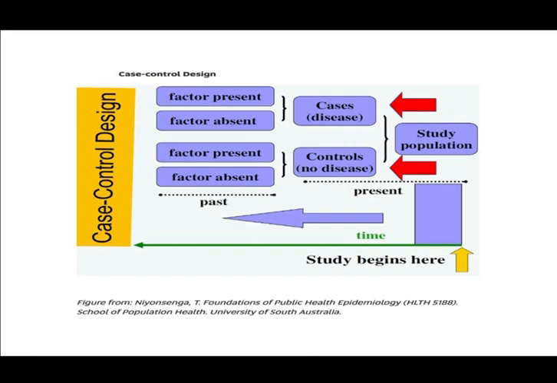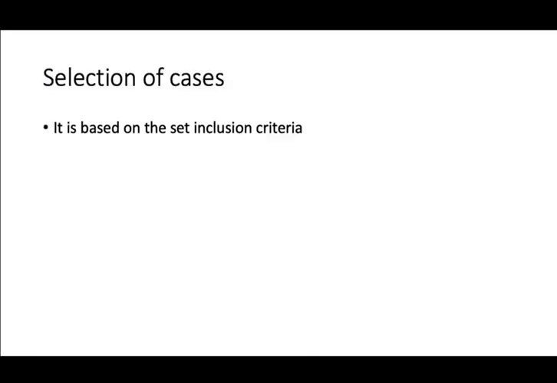Here, you have cases or the disease of interest and the controls, which are usually healthy individuals, matched with the characteristics of your cases. Selection of cases, also known as case definition, is based on the set inclusion criteria. Remember that the inclusion criteria is not the opposite of the exclusion criteria. Rather, the exclusions are those criteria that you would like to further exclude among those included.